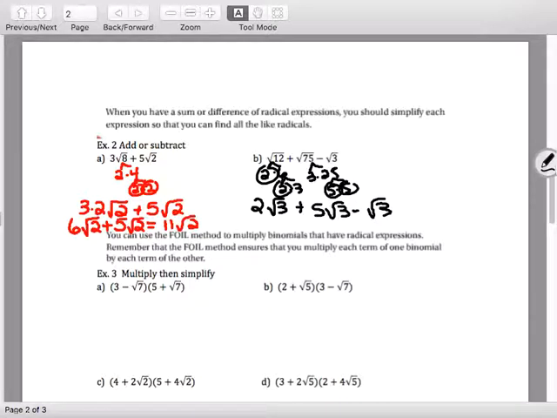All right, when I simplified, I got 2 square root 3 plus 5 square root 3, and then I have the minus square root 3. So George, what did you get as a final answer on this one? 6 square root 3. Nice, okay? 2 plus 5 is 7, but this is the tricky part. There's no number in front, but it is implied a 1.